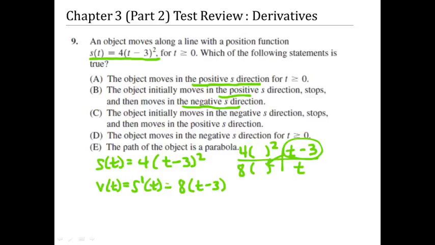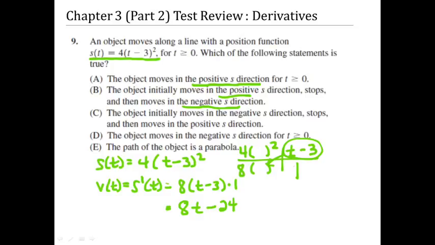Oh my goodness, I did my derivative wrong. The derivative of t minus 3 is not t. It's 1. Okay, 8 times (t minus 3) times 1. And so what we really end up with there is 8t minus 24.